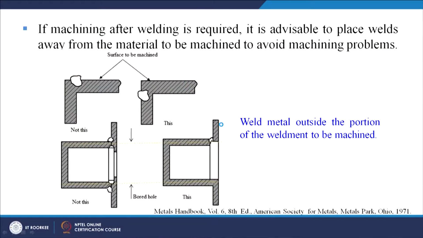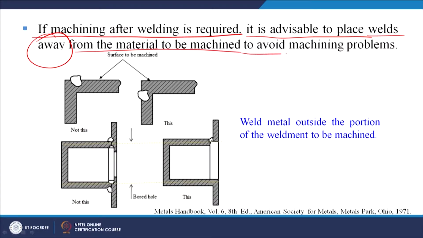Now another important guideline: if machining after welding is required, because all these processes will be done for ensuring assembly of our product, it is advisable to place the welds, very important, away from the material to be machined to avoid machining problems. So when we have to do the welding and on a particular surface we need to do the machining also at a later stage, the weldment or the weld bead must be placed away from the machined surface.